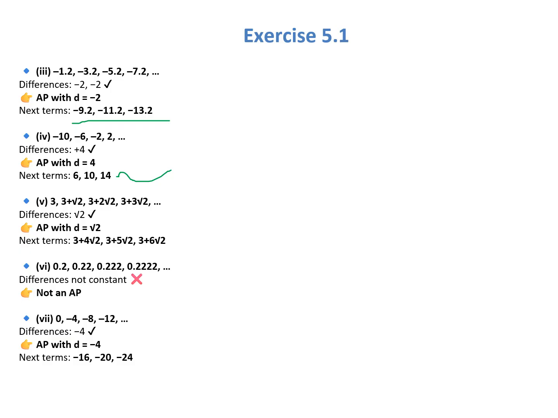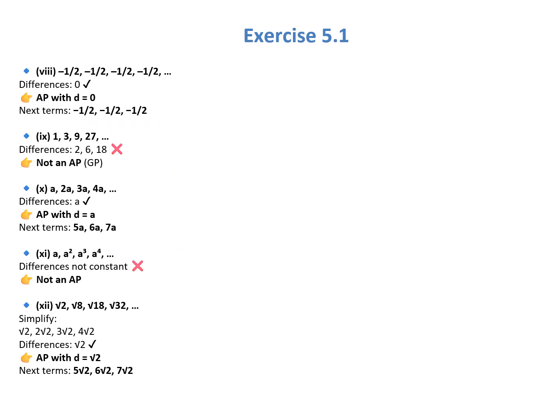Again, for this, we find that the common difference is root 2: 3 plus root 2 minus 3 is equal to root 2, and 3 plus 2 root 2 minus 3 plus root 2 gives again root 2. So hence the common difference is the same, which is root 2, then we can find the next 3 terms. In this one, the common difference is not the same, and it's not an AP. In this one, again, the common difference is the same, which is minus 4, and then we have to find the next 3 terms. So like this, we have to solve this problem. We'll move to the next slide.